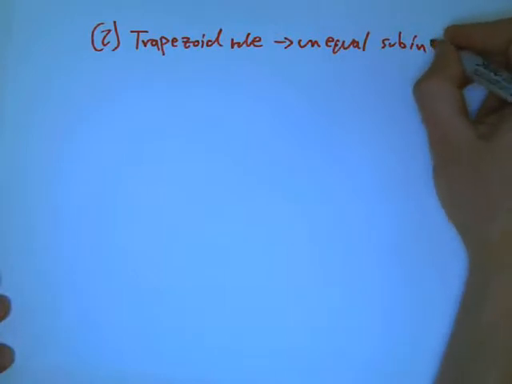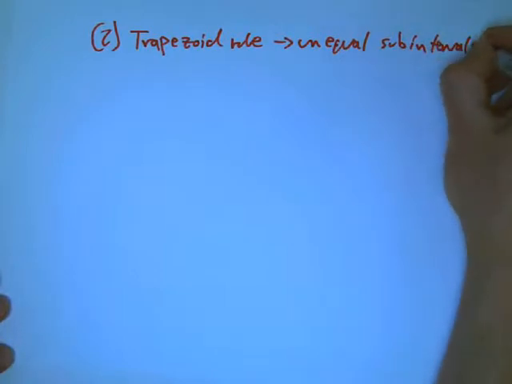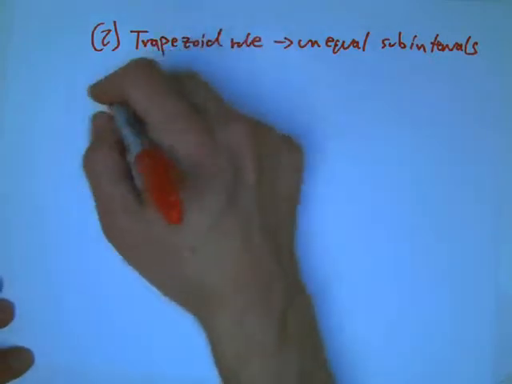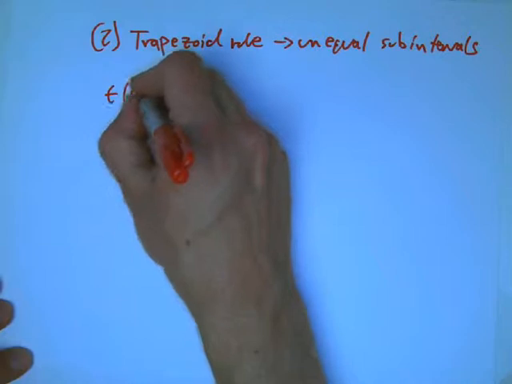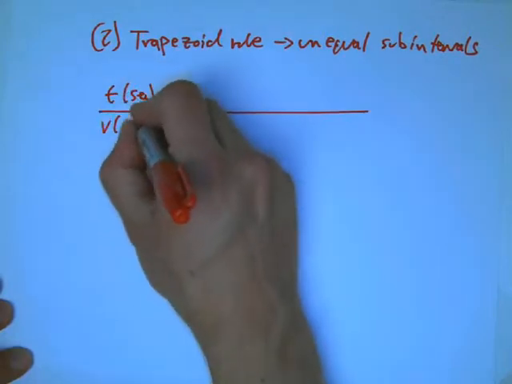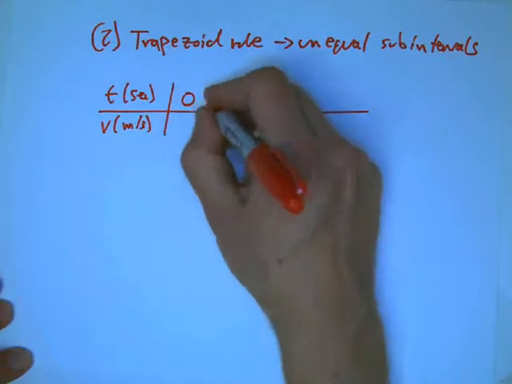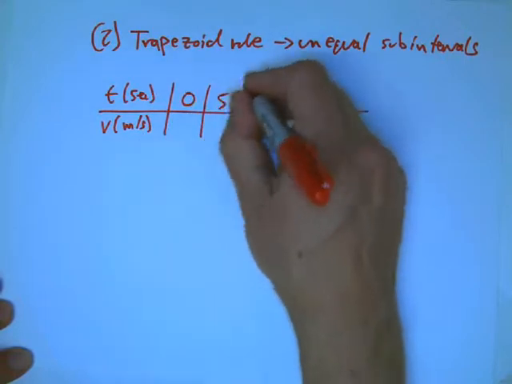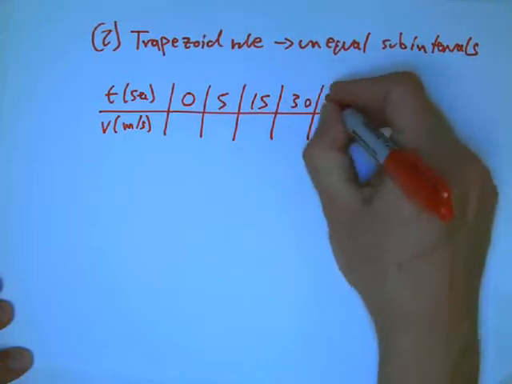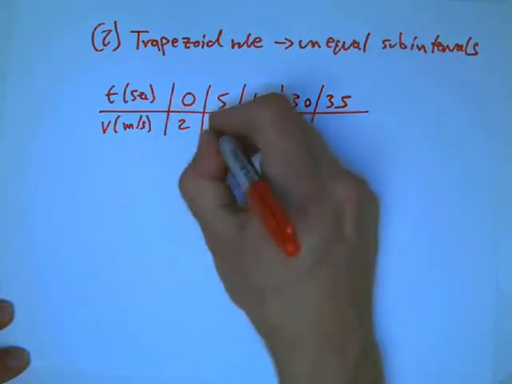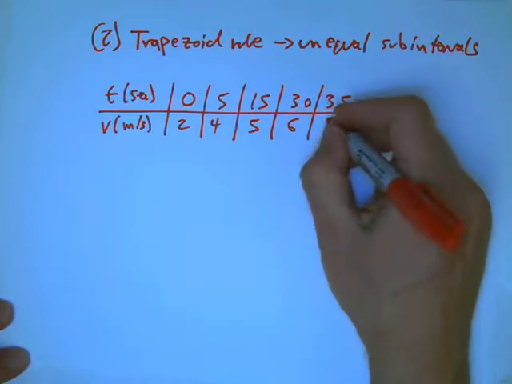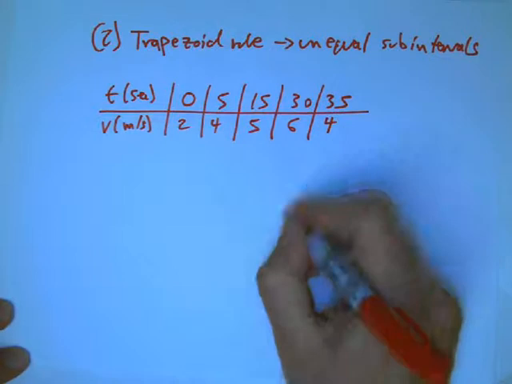Suppose I have time in seconds and velocity in meters per second. And say this goes from 0, 5, 15, 30, 35. And let's say this went 2, 4, 5, 6, 4. And suppose I want to get s of 35, my position at 35, minus s of 0. In other words, the displacement.